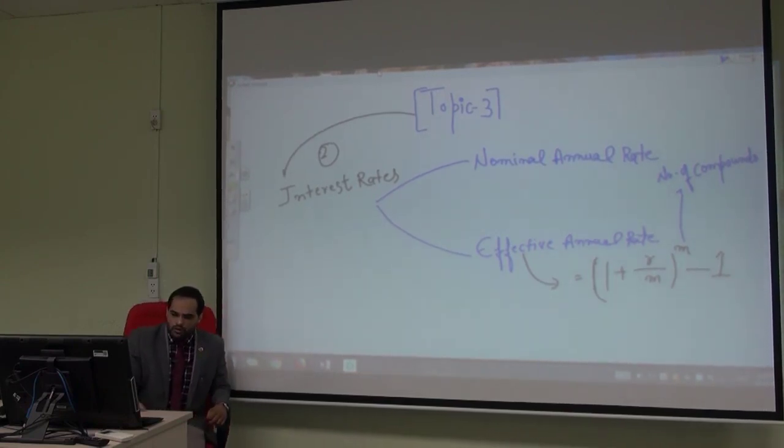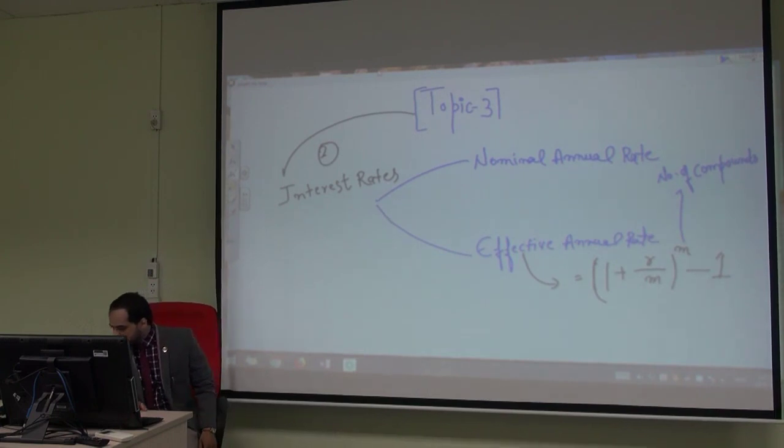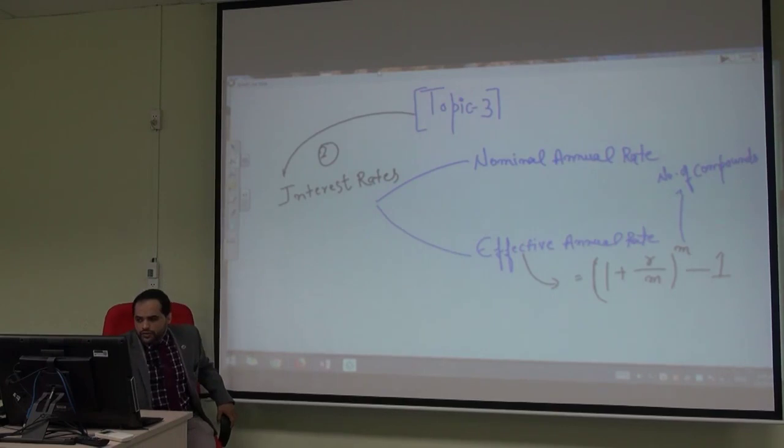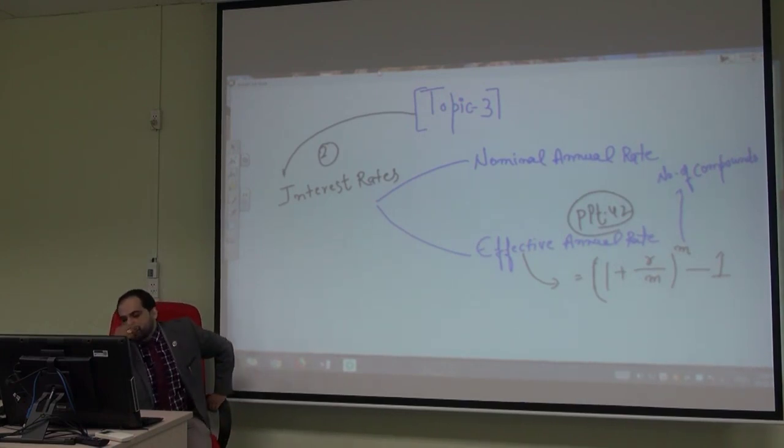I don't exactly remember the lecture slides, I think it is slide 42. If you have a look at slide 42, there is an example regarding 3 different investments. One investment is annual, and the rate of interest is 8%. The second one is semi-annual, and the rate of interest changes. I don't exactly remember, but it's around 8.16%. I'm talking about EAR.